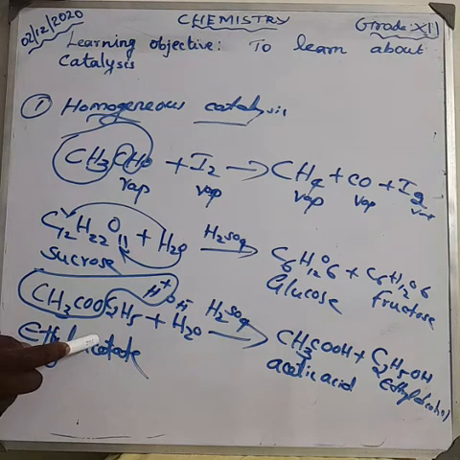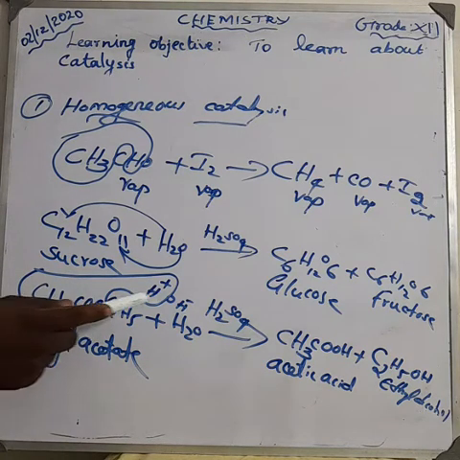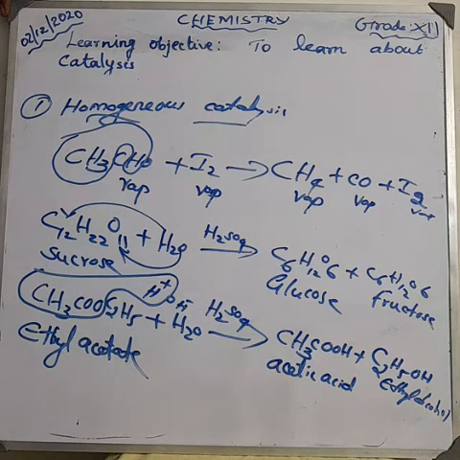Here, ethyl acetate undergoes hydrolysis with mineral acid. We get acetic acid and ethyl alcohol. Okay, these are all in the same phase, that is liquid state. Same phase. So, these are all what? Homogeneous catalyst. There is no solid state or any other vapor state like that. All the equations are in the same phase.